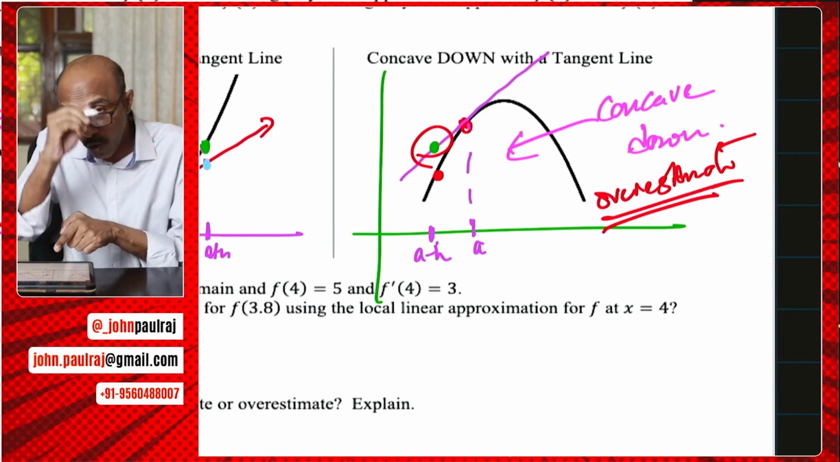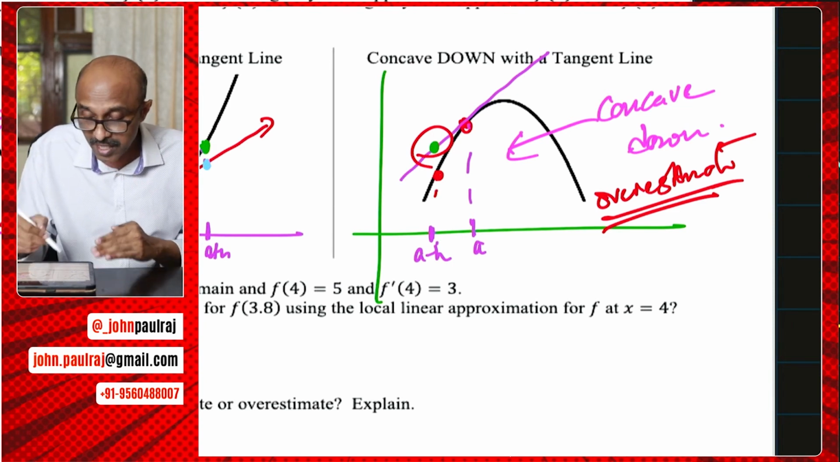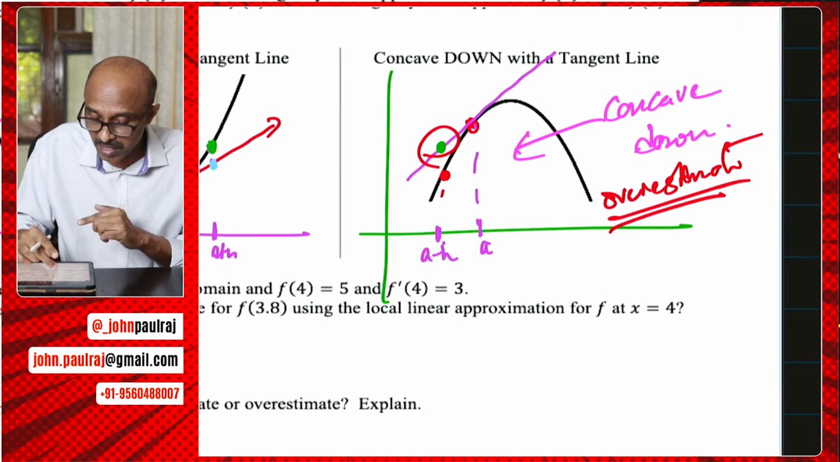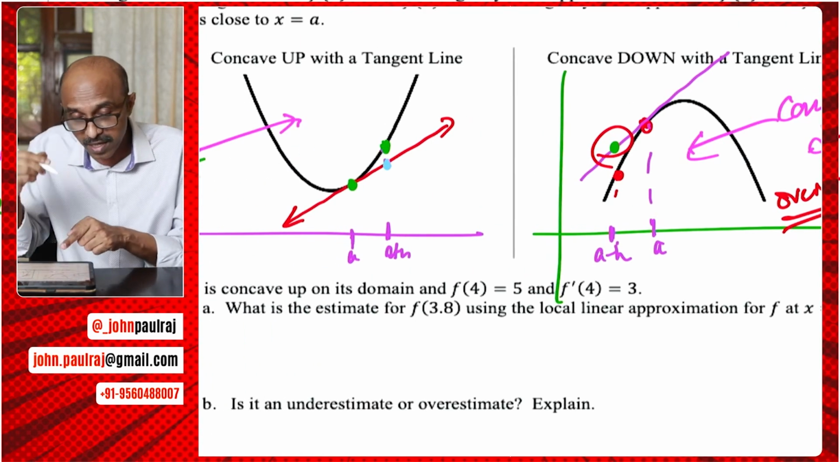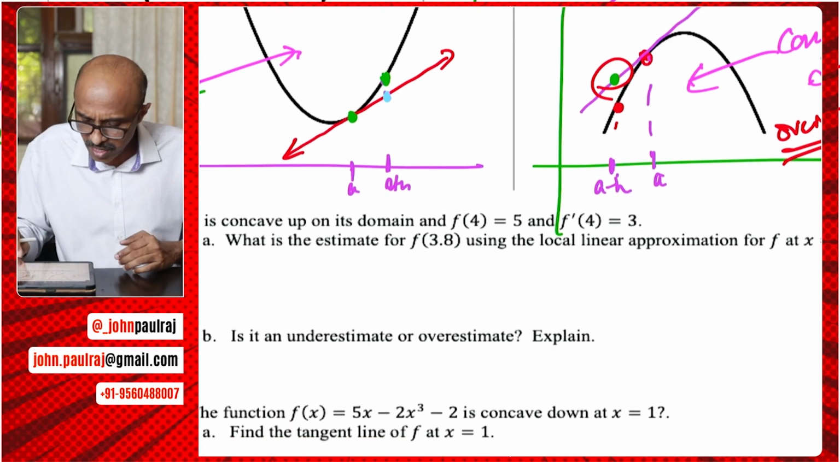And because in a concave down scenario, the tangent is above that curve, it's an overestimate. You're using the tangent line to approximate. Here, the tangent is below the curve in a concave up. It's going to be an underestimate. Clear? Now let's try and take a look at an example.